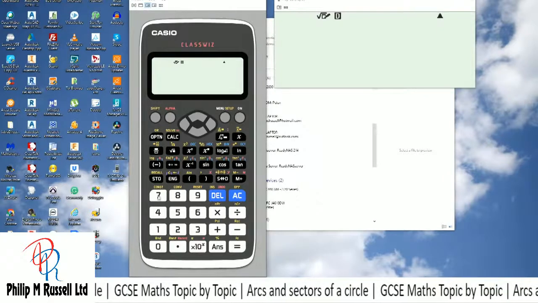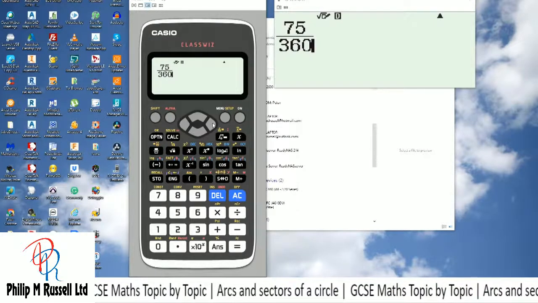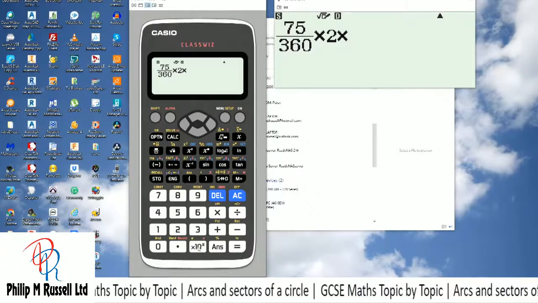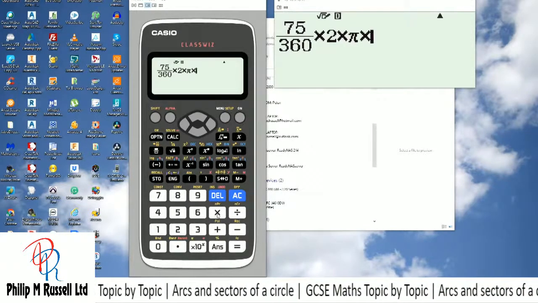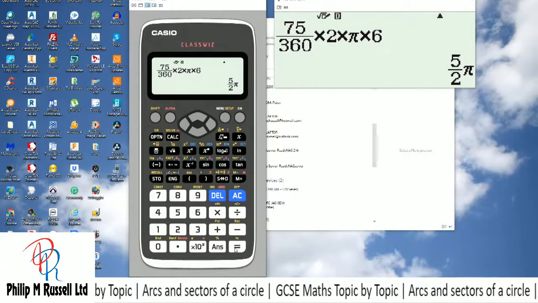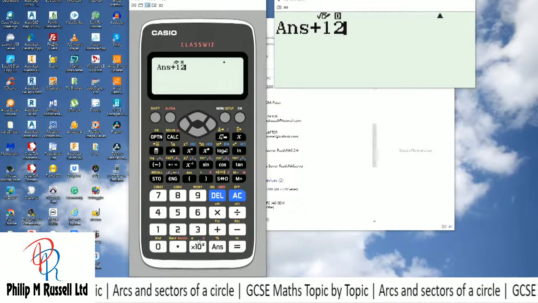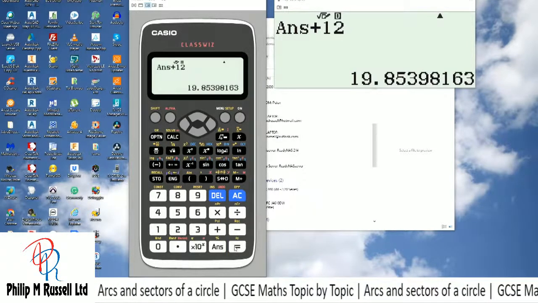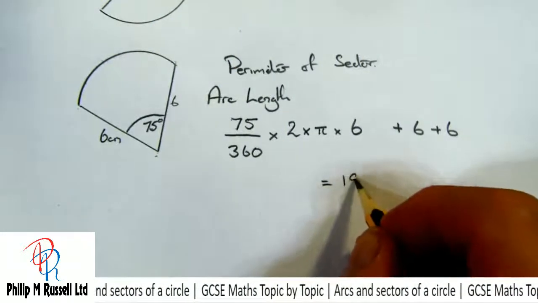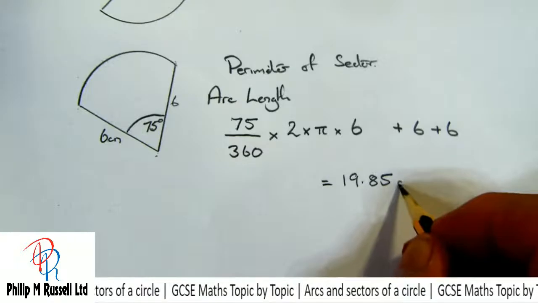So we've got 75 over 360, then that's times by 2 times pi times 6, and that's going to give me 5 over 2 pi, and to that we're now going to add on 12, 6 plus 6, and that gives me an answer of 19.85 centimeters.